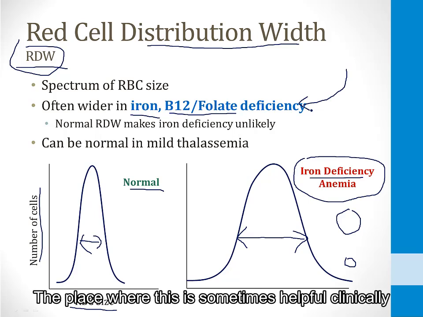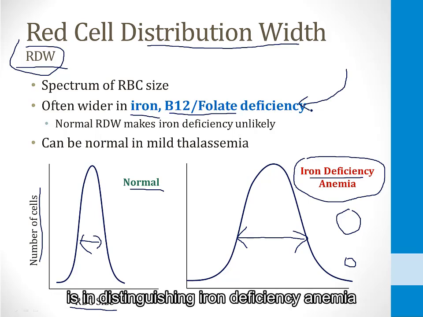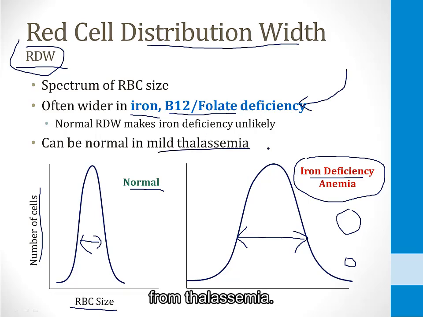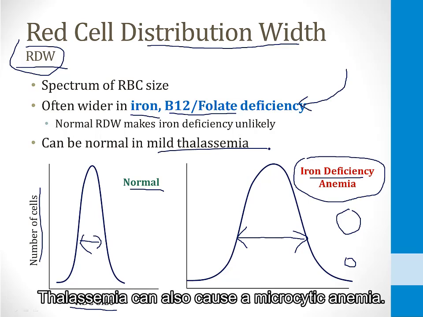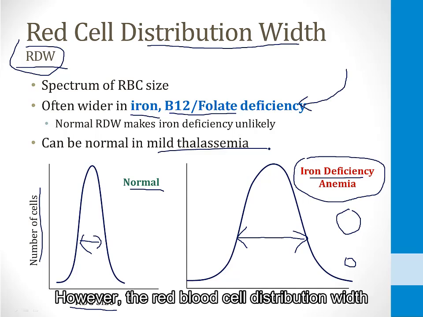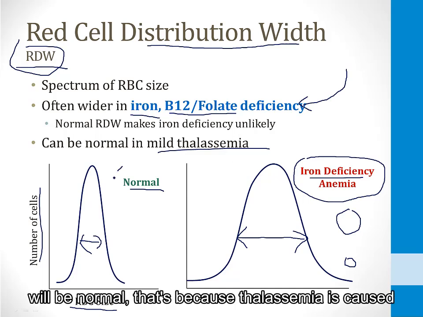The place where this is sometimes helpful clinically is in distinguishing iron deficiency anemia from thalassemia. Thalassemia can also cause a microcytic anemia. However, the red blood cell distribution width will be normal.